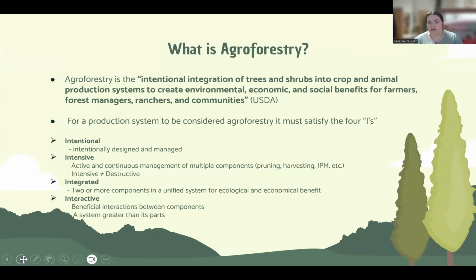So to start off, I'd like to explain, what is agroforestry? Agroforestry, as defined by the USDA, is the intentional integration of trees and shrubs into crop and animal production systems to create environmental, economic, and social benefits for farmers, forest managers, ranchers, and communities. Now, that's kind of a mouthful of a definition, but it's clear and well defined, and it's needed to understand the many parts of managing an agroforestry production system.